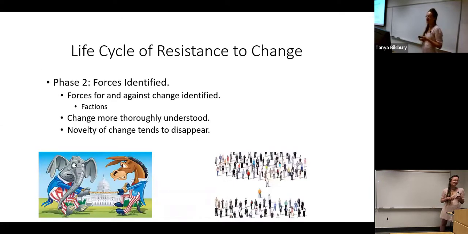In phase 2, the change is more widely understood and it's discussed in the organization. So people have heard about this idea that maybe we should allow women into the workplace. And you'll be able to clearly identify different groups of people, kind of like different political parties within the organization, different factions of people who are for or against the change. And those factions have different values, and they're in a place of values conflict.